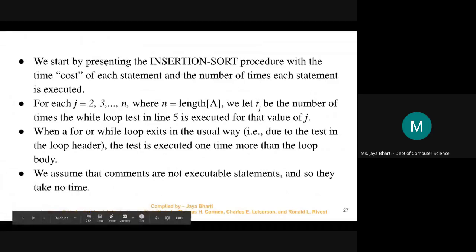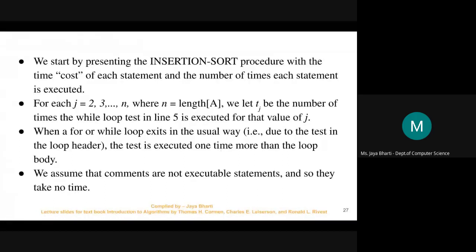So we start by presenting the insertion sort procedure with the time cost of each statement and the number of times each statement is executed. We already had the pseudocode. Now we just need to check how many steps there are and how many times each step is executed. Each step will have some cost. So we need to identify each step's cost and how many times each step is executed. Then we add all these values to get the time complexity.